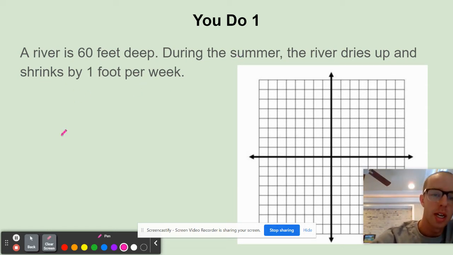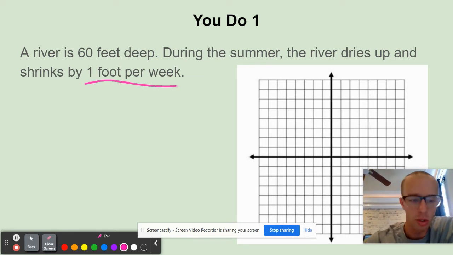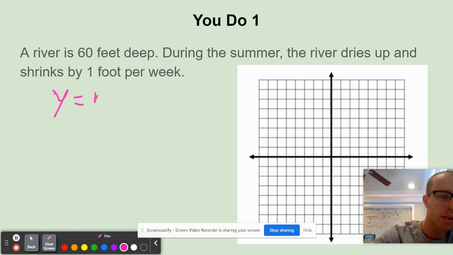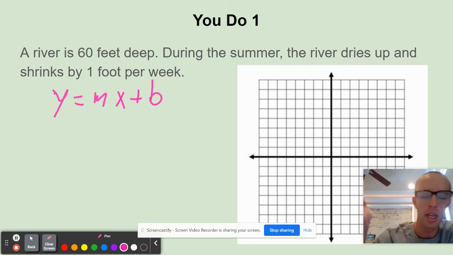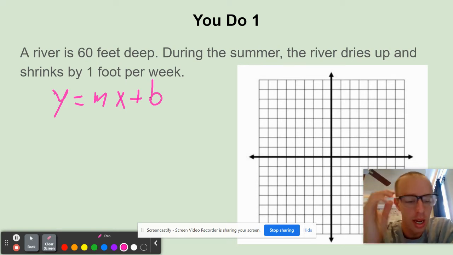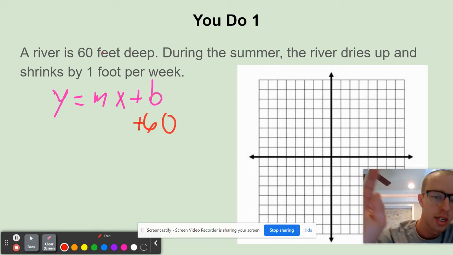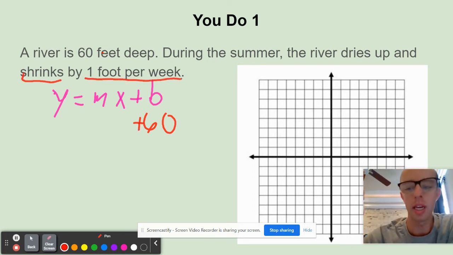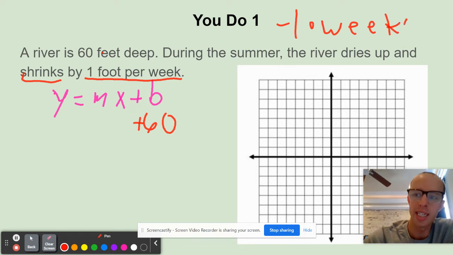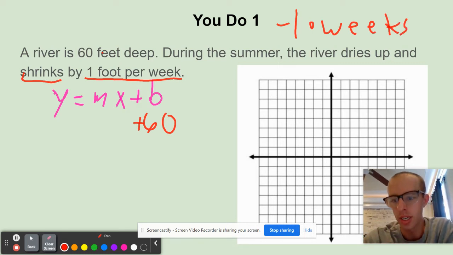All right, so I can see it's changing by the same amount each week. That means I have a constant rate of change, which means it's a linear function. y = mx + b is our equation. Now I can tell that I begin at 60, right? The river is 60 feet deep, so I'm going to start at a positive 60. And it is shrinking by 1 foot per week. Every week, it goes down 1 foot. So I could write that as -1 times weeks, right? Down, that's shrinking. That's why it's a -1.